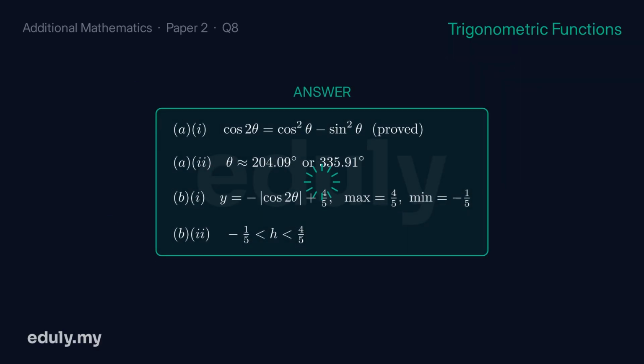Final answers. The identity is proved. Theta is about 204 or 336 degrees. The graph is 4 equal humps, peaking at 4/5 and dipping to -1/5. And h lies strictly between -1/5 and 4/5.